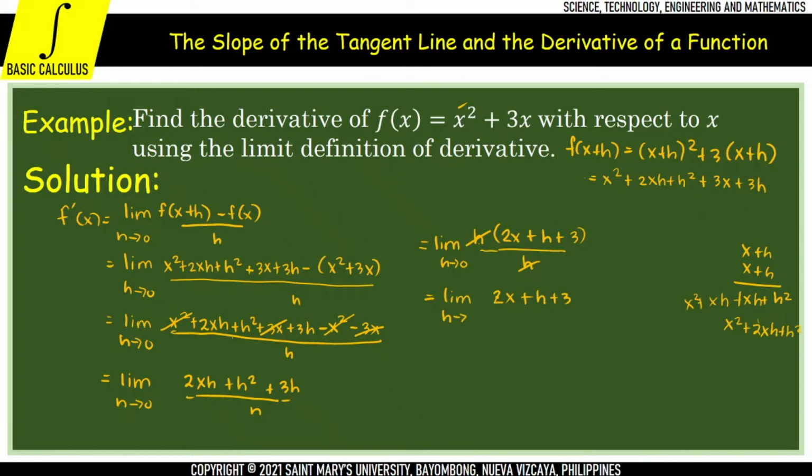As h approaches 0. Next, we can now evaluate the limit. That is, lahat ng h, papalitan natin ng 0. So, we have 2x plus 0 plus 3, meaning that's equal to 2x plus 3. Therefore, that will be f prime of x. Given the function, the derivative is 2x plus 3.